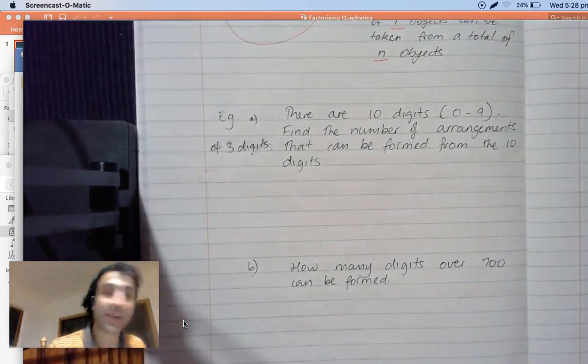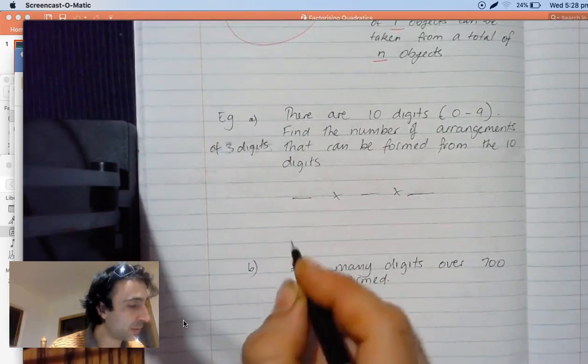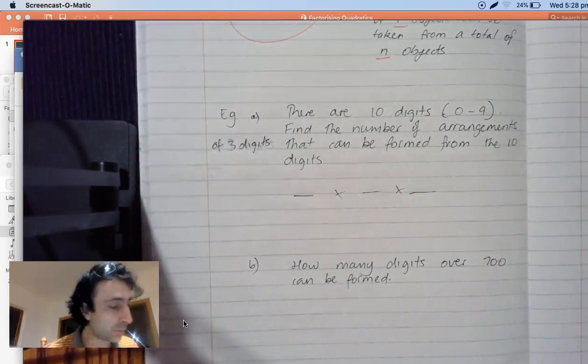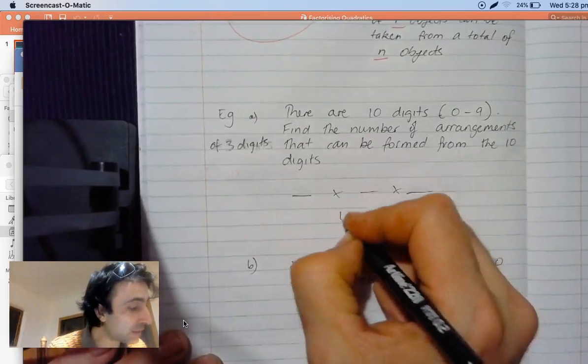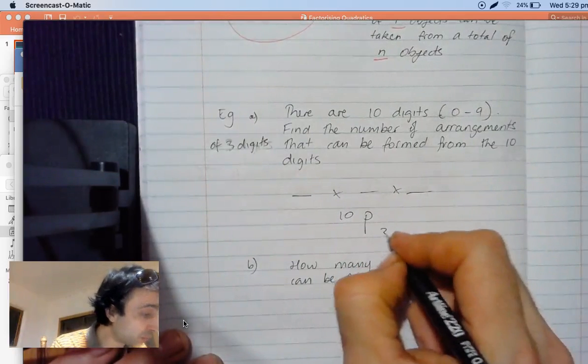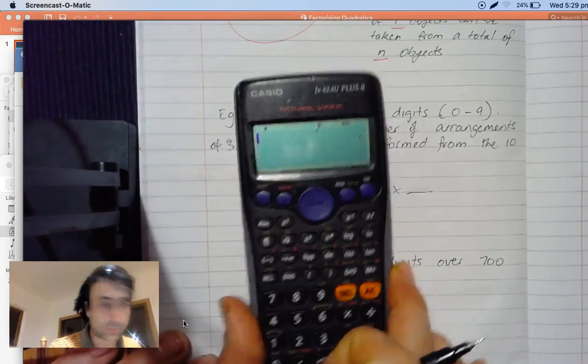In other words, back in the day, we would have just said 10 times 9 times 8, because there's a total of 10 and so forth and so on. But we're a bit more mature mathematically now. We can write that as 10P3. Right? And now let's have a look on our calculator.